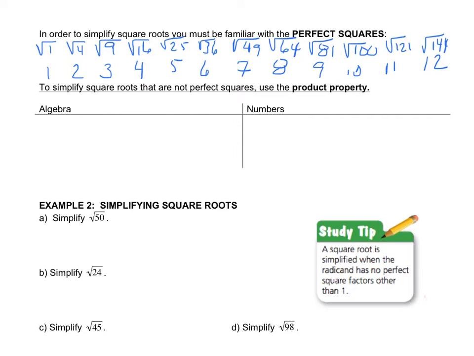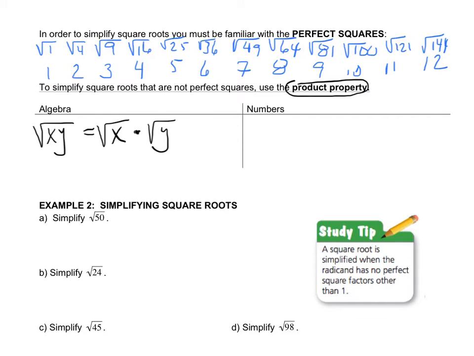So to simplify square roots that are not perfect squares, we're going to use what we call the product property. Okay, so here's a little bit of a box to kind of explain what that means. In algebra terms, if I had the square root of something where x times y were my two factors, I could kind of break this apart: the square root of x times the square root of y. So if I can do something with the square root of y, I could break it apart and simplify it. If I could do something with the square root of x, I could break it apart even if the thing underneath isn't doable.